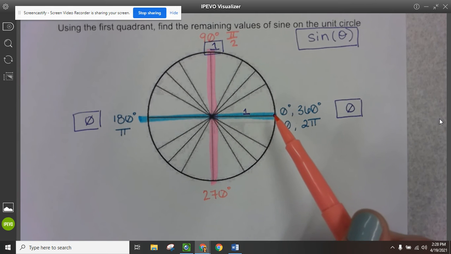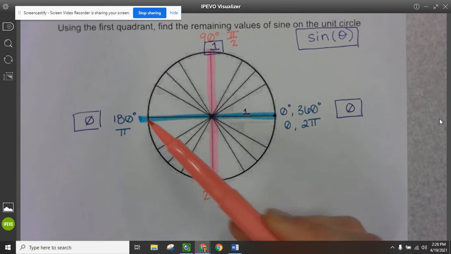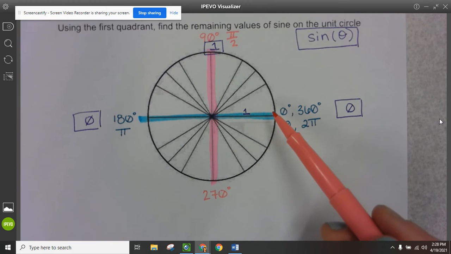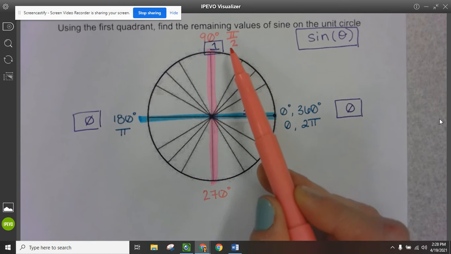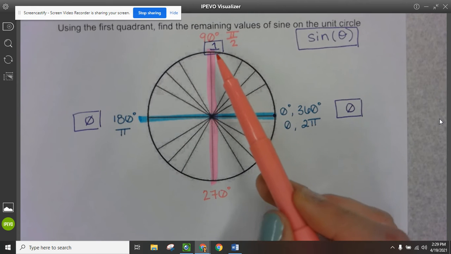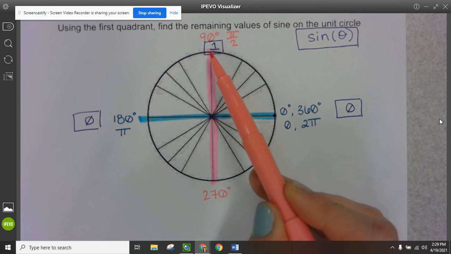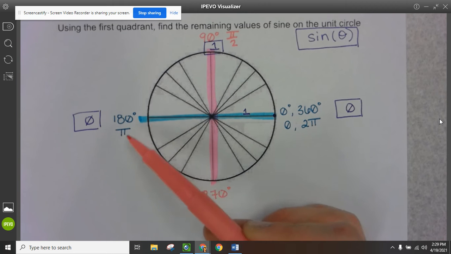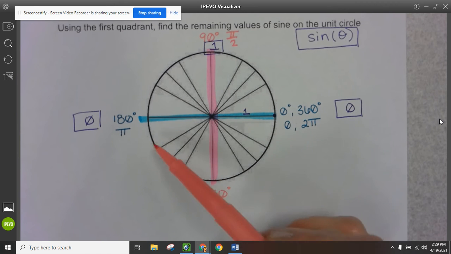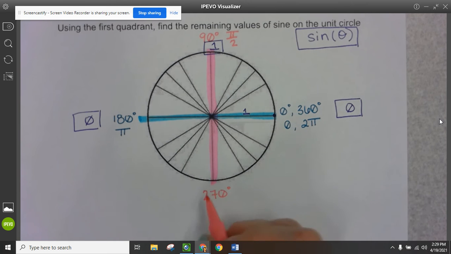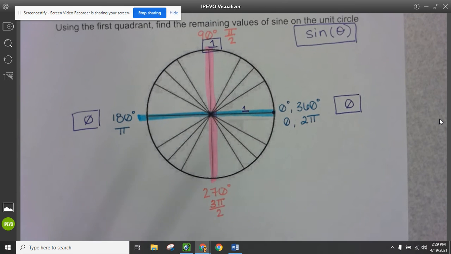In terms of pi over 2, each tick mark along the vertical or horizontal coordinate plane is another 90-degree angle. So I'm going to look at this in terms of pi over 2. From here, I've gone 1 pi over 2. To get from 90 to 180, I've gone 2 pi over 2, which simplifies to pi. Now I'm going to go one more 90-degree turn, which means I've done 3 pi over 2s. So this is going to be 3 pi over 2 in radians.